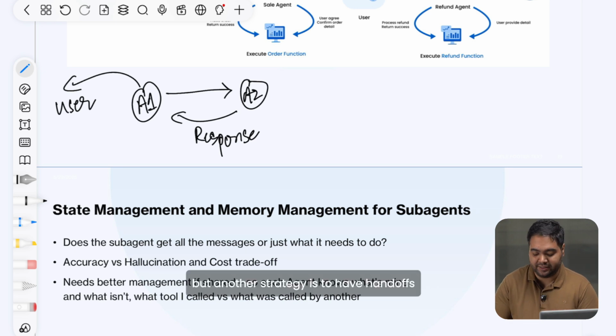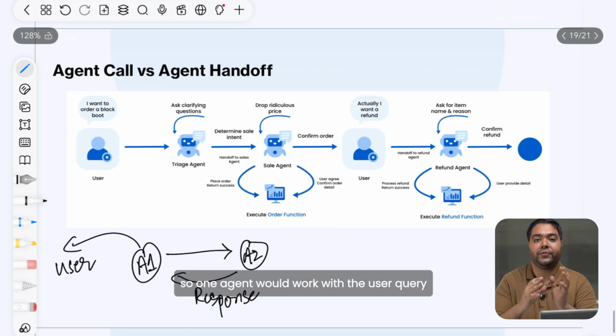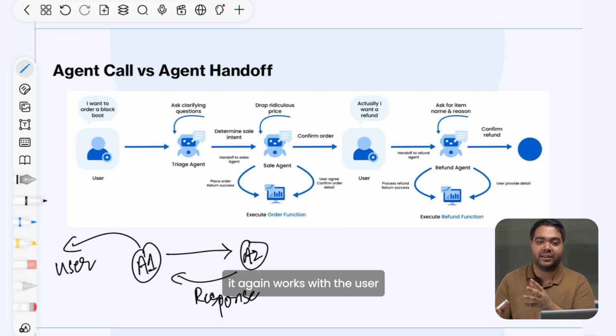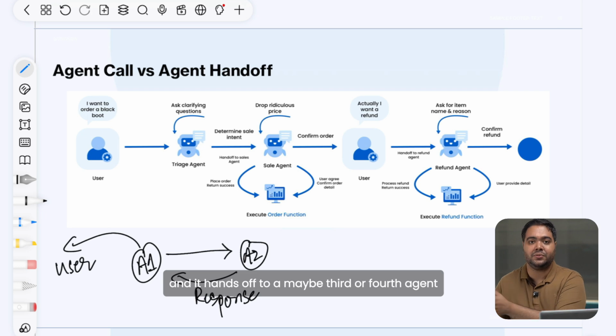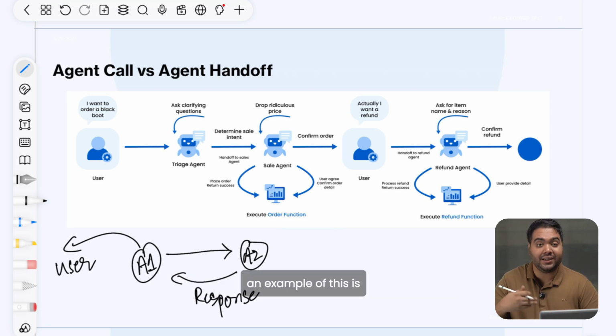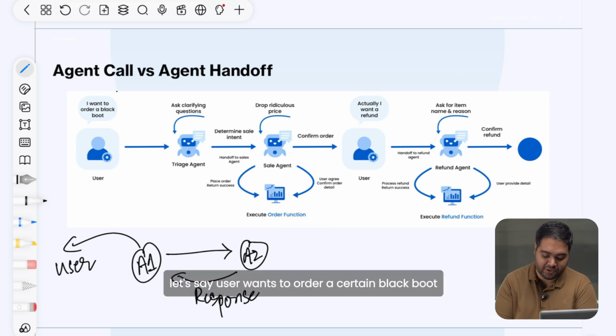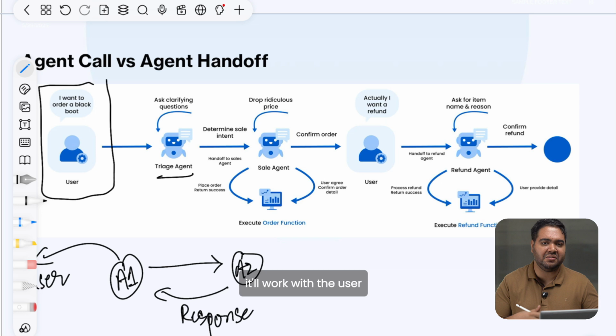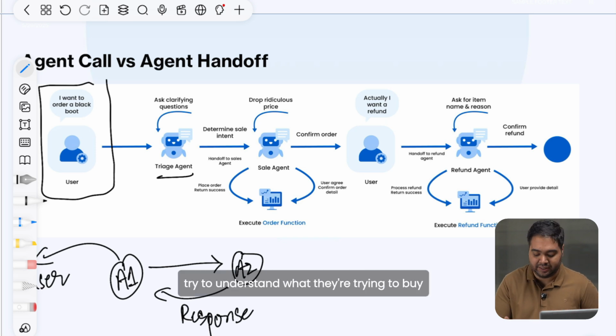But another strategy is to have handoffs. So one agent would work with the user query. Once it's done, it hands it off to a different agent. It again works with the user and it hands off to maybe a third or fourth agent. An example of this is, let's say the user wants to order a certain black boot. Now the triage agent would ask clarifying questions. It will work with the user, try to understand what they're trying to buy.